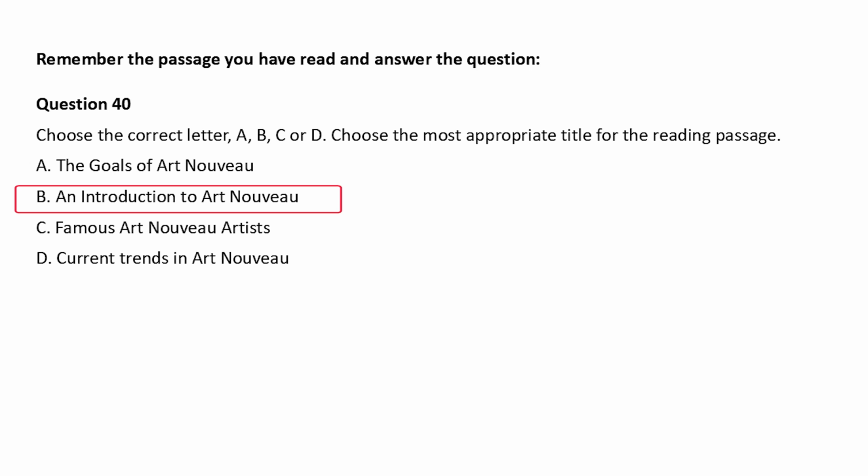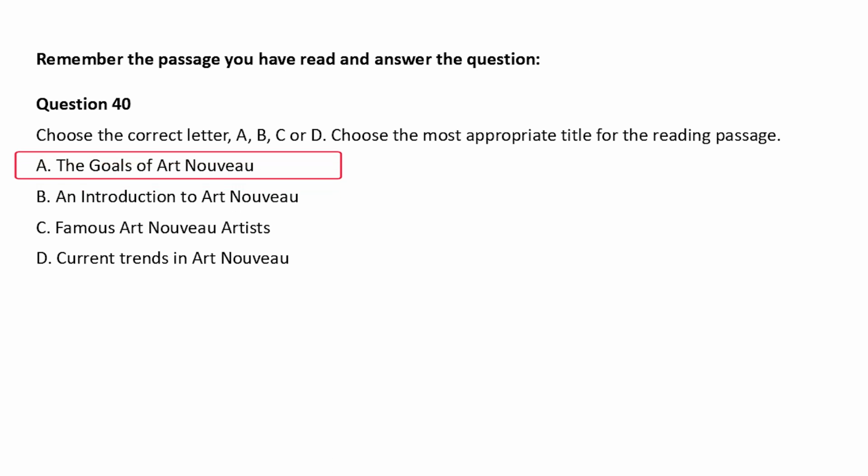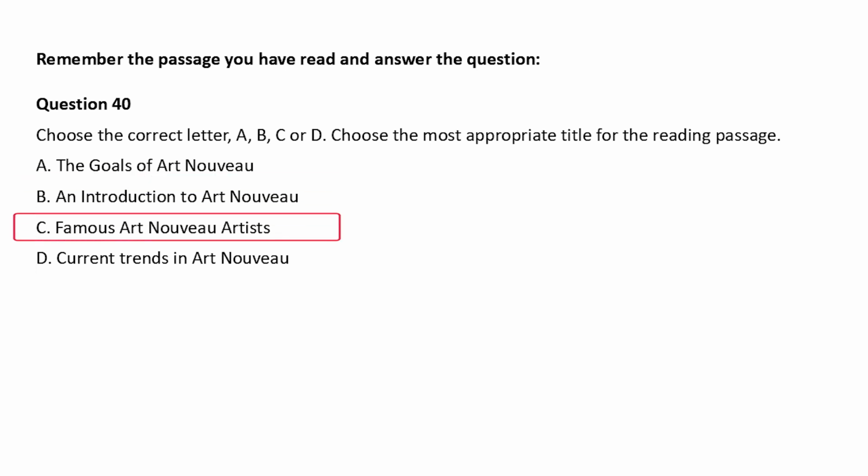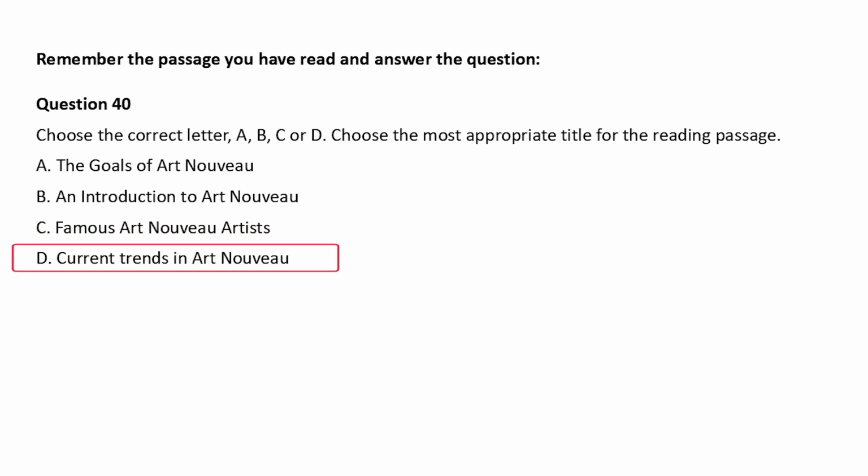Let's look at why the other options don't work. A, the goals of Art Nouveau. The goals are mentioned briefly, but they're not the main focus of the whole passage. C, famous Art Nouveau artists. Sure, a few artists are named, like Alphonse Mucha and Victor Horta, but they're not the central focus. The passage doesn't go into detail about their lives or full bodies of work. D, current trends in Art Nouveau. This is only touched on in the last paragraph. It's not enough to make it the main topic of the passage.